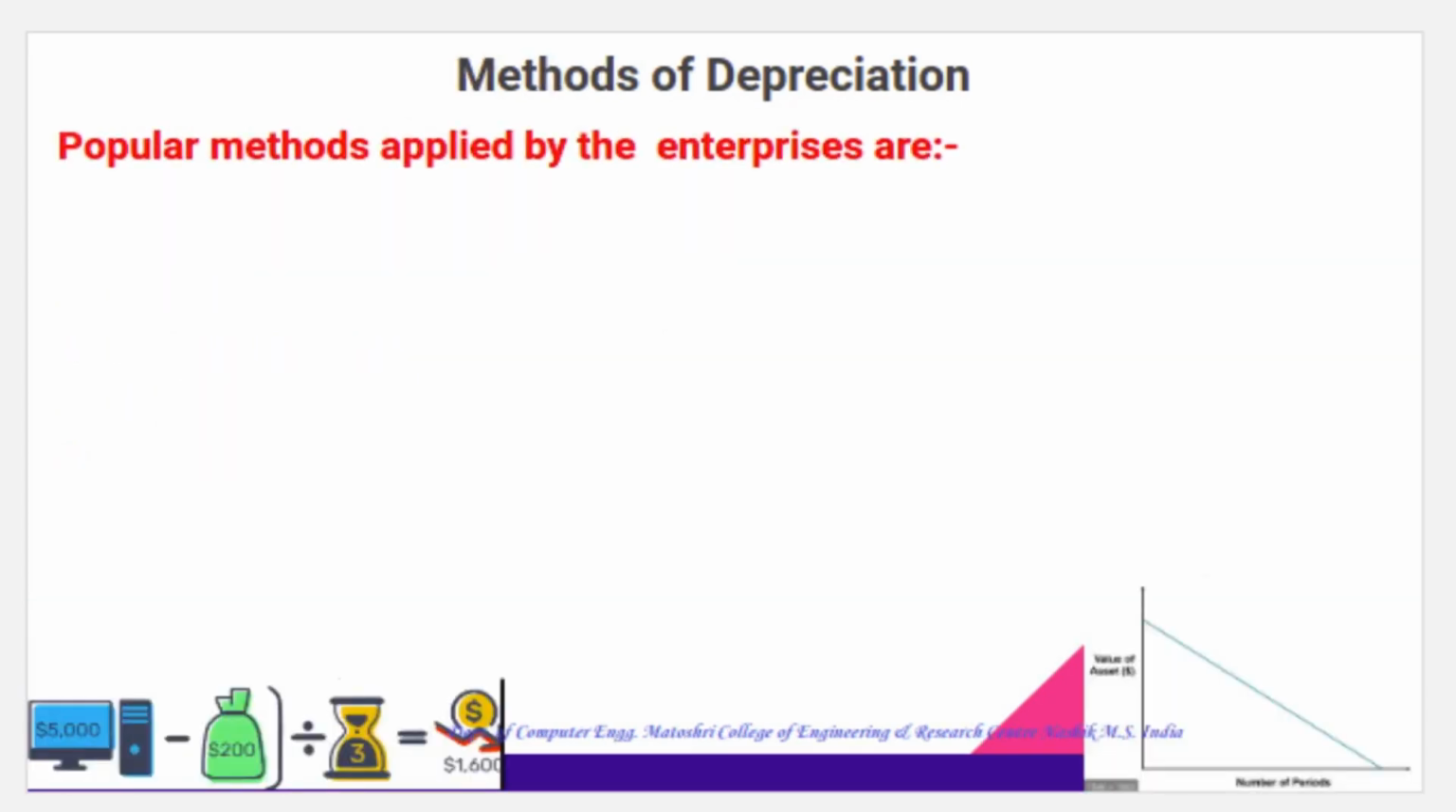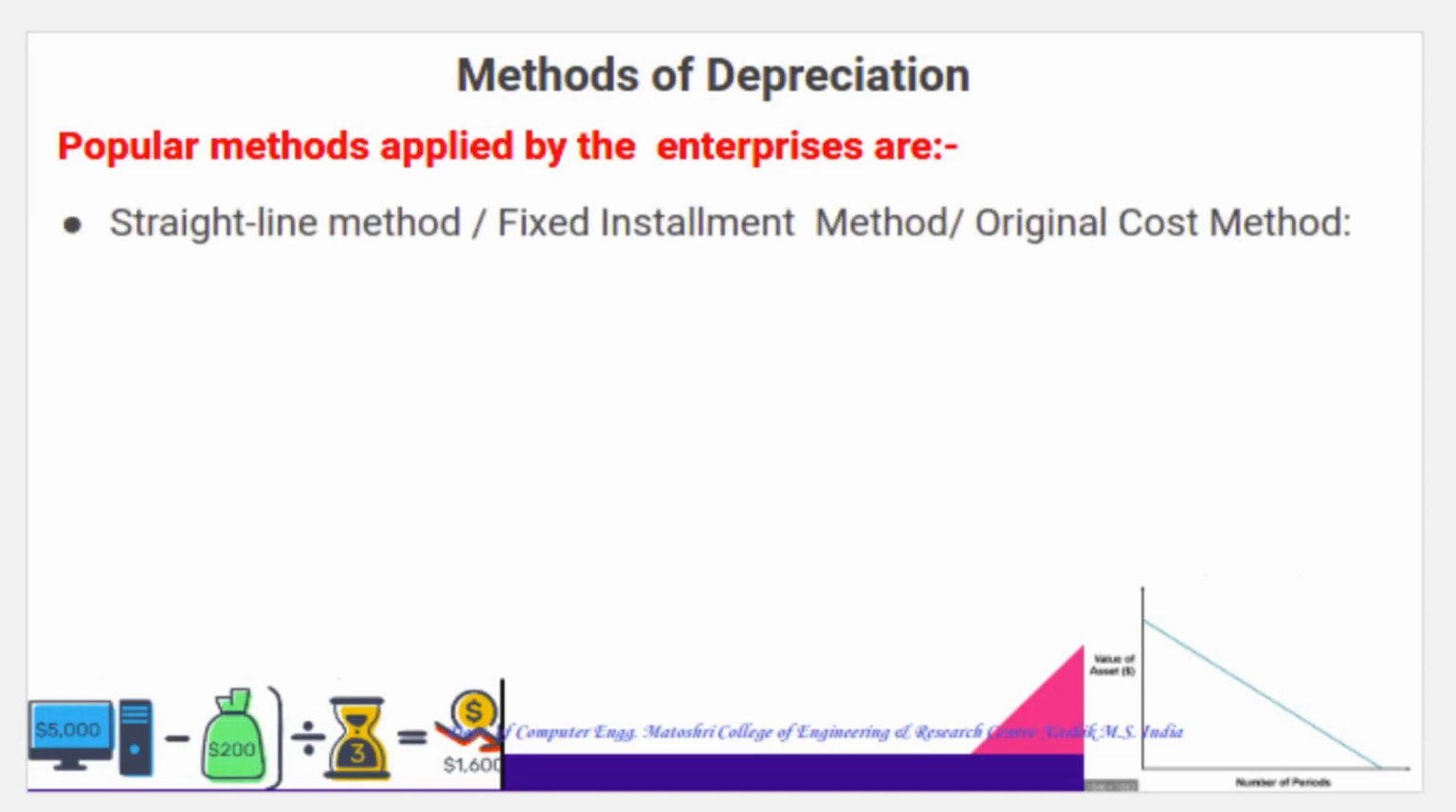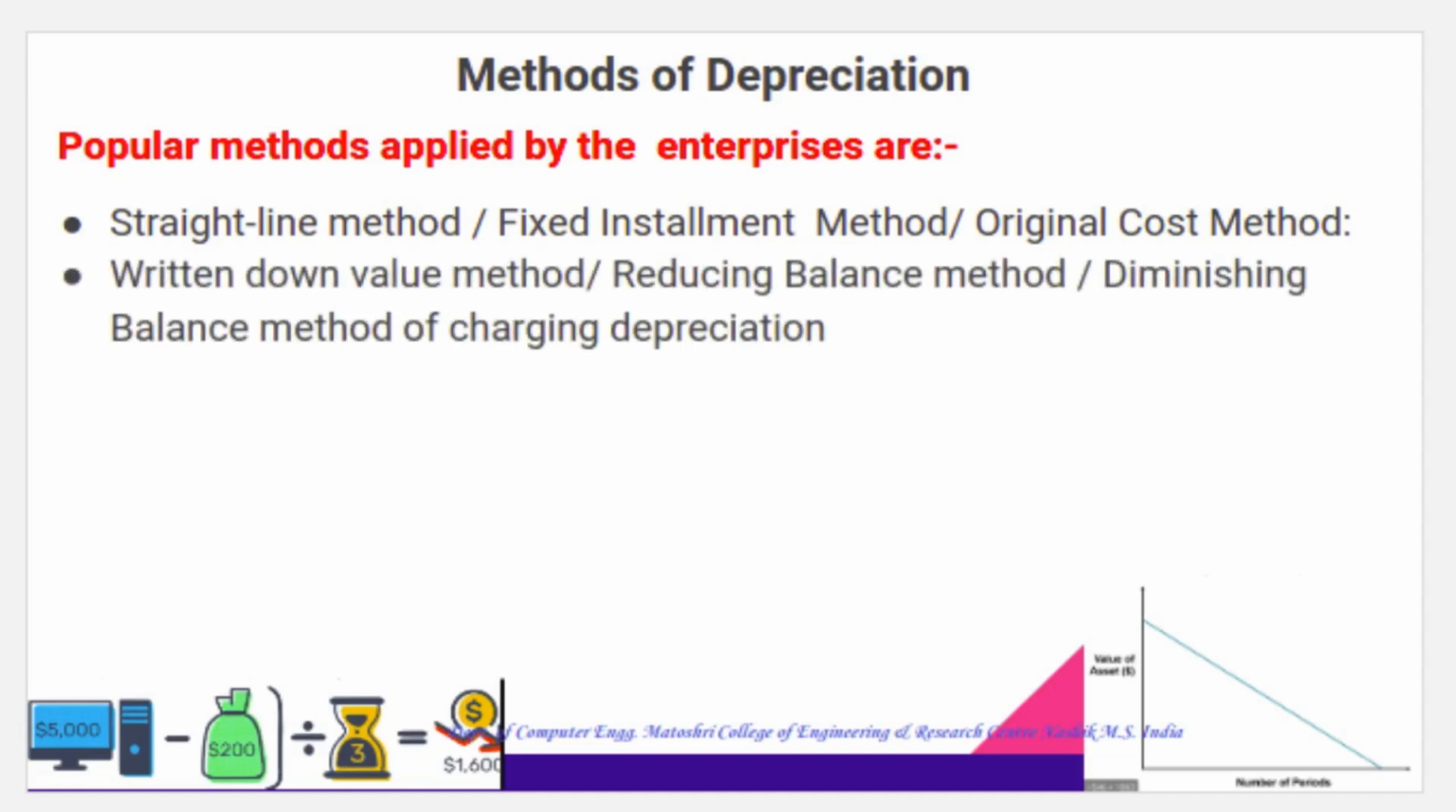Let's discuss the popular methods applied by various enterprises to calculate the depreciation cost of an asset. There are three major methods. The first is the straight line method or fixed installment method, popularly known as the original cost method. The second is the written down value method, or you can call it the reducing balance method, diminishing balance method, or method of changing depreciation. The third is the sinking fund method. Now one by one we will discuss all these three methods.